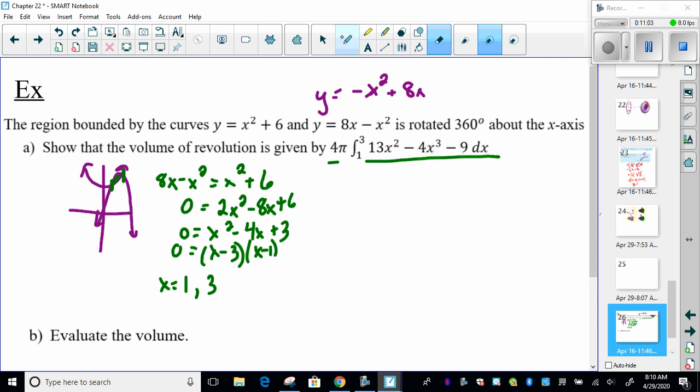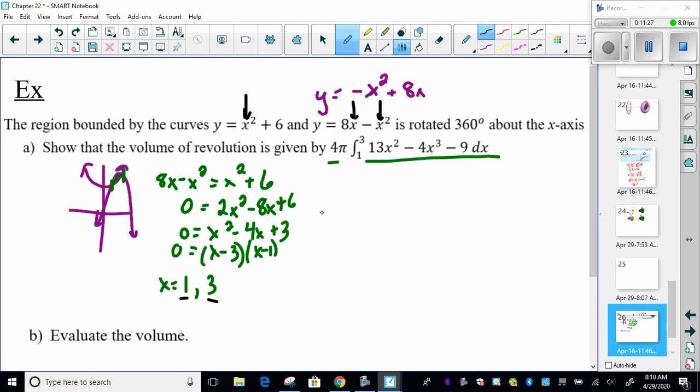So here's my recommendation. You know it goes from 1 to 3. Pick a number like 2. Plug 2 in for your x's here. Figure out which y value is bigger. That's the one that's on top, that's the upper one. So again, if you have no idea what the shape looks like, pick a number that's in between your bounds, and that'll give you an idea of which one's upper, which one's lower.